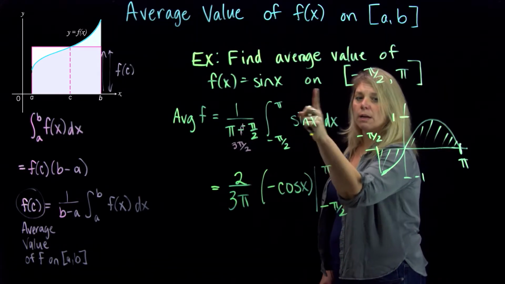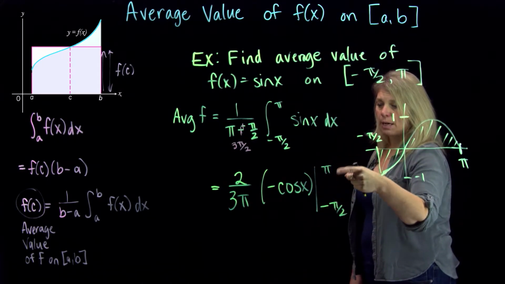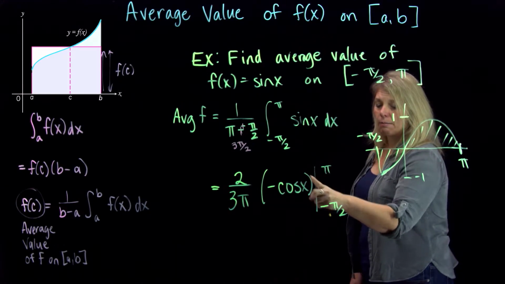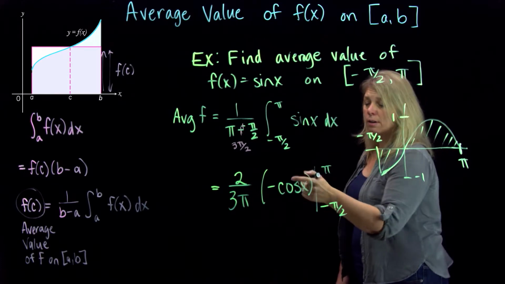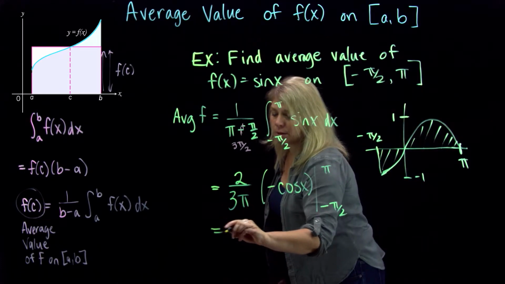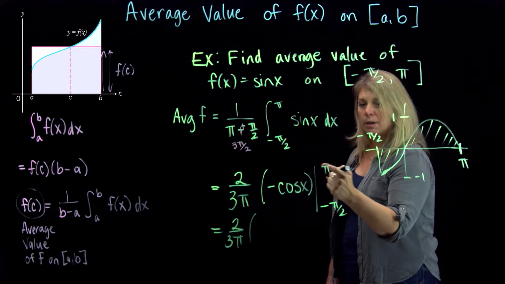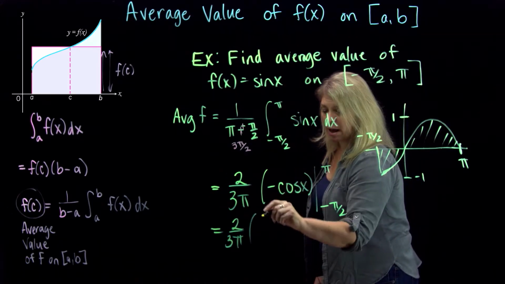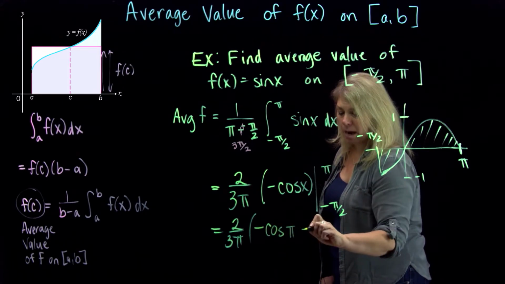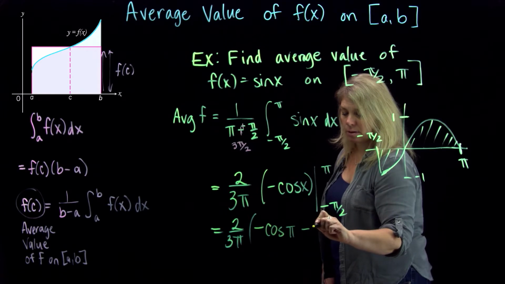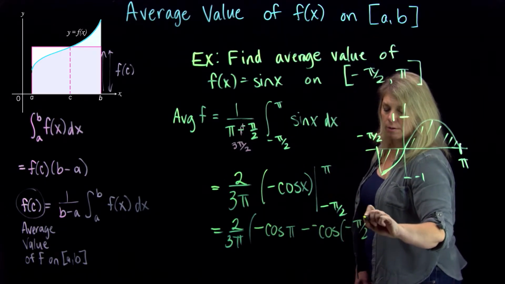So I just use fundamental theorem of calculus, antiderivative, evaluated from a to b. All right, so now I just need to plug in my values here, negative pi over 2 and pi in the right order, do the subtraction, and I'll have my answer. Okay, so the upper limit of integration goes in first, capital F of b, negative cosine of pi, and then minus negative cosine of negative pi over 2.